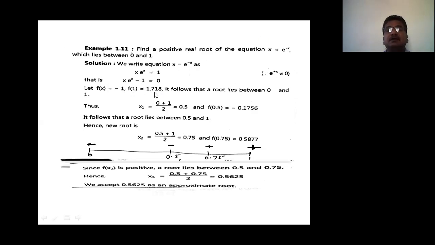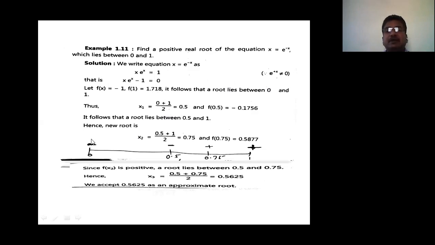Okay, and so at 0 the value is negative, and at 1 the value is positive. Therefore the root lies between 0 and 1. So take a as 0 and b as 1. Then x1, the first approximation, is (a plus b) by 2. By using the formula of the bisection method, we get the value 0.5. That is the midpoint of a and b, 0 and 1.